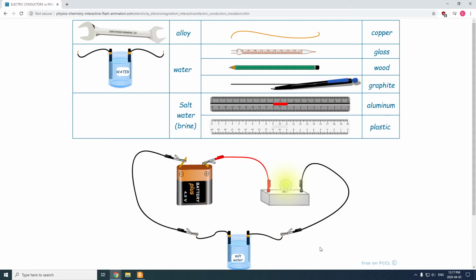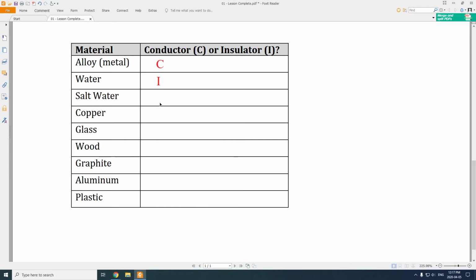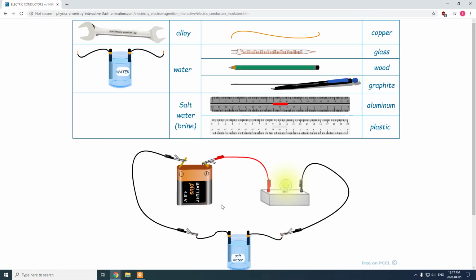And in this case, okay, the light bulb turned on. That tells me, yes, electrons are flowing through this. The salt water allows them to go through it. So salt water is a conductor. You can make a circuit through salt water.